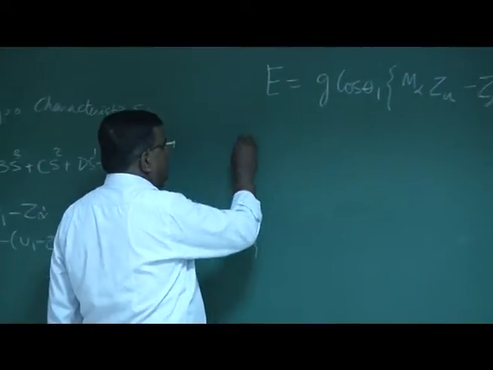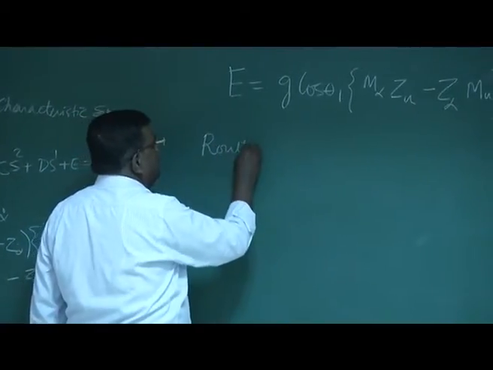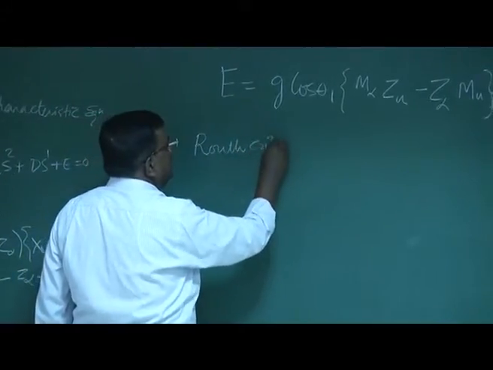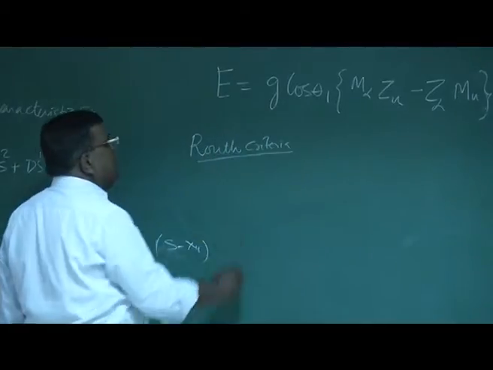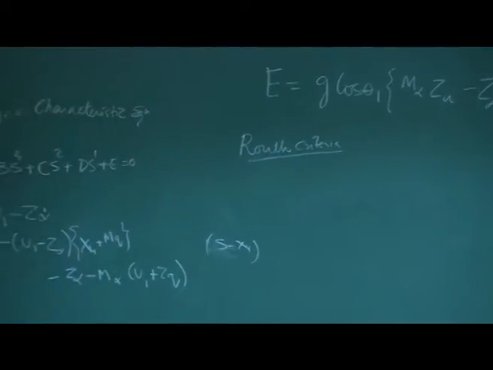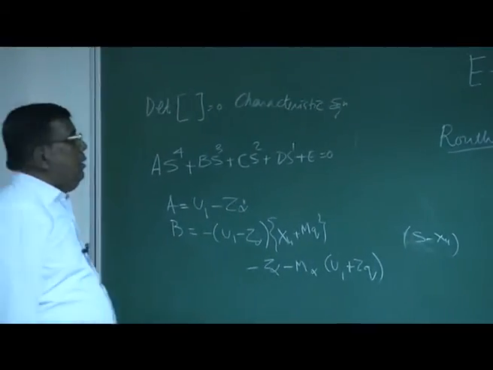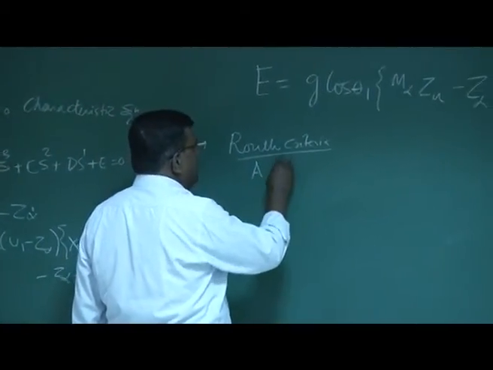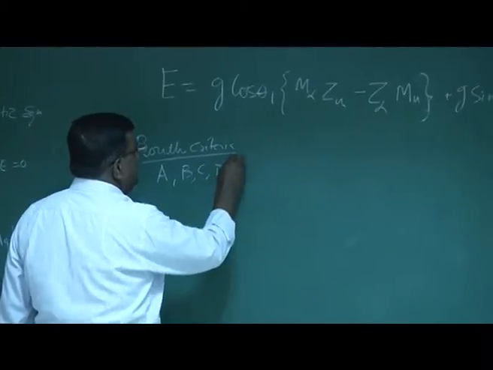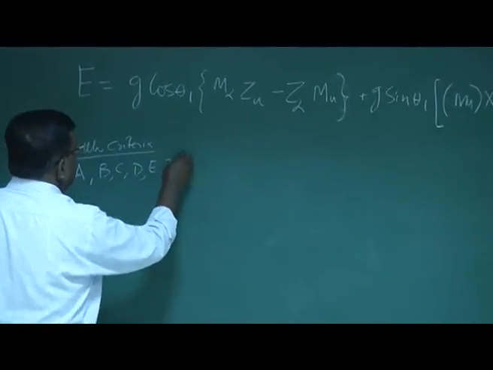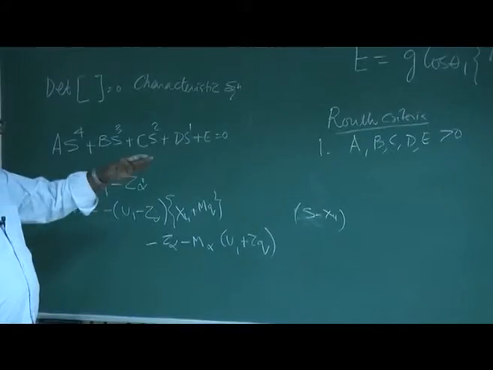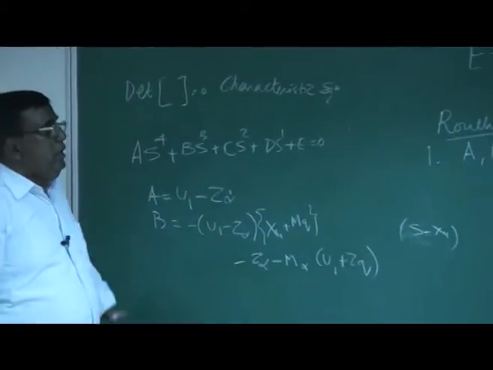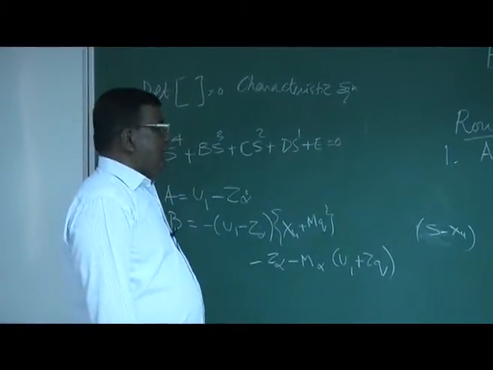Routh criteria we can apply to check whether these things are stable or not. One of the conditions is that all the coefficients A, B, C, D, E should be greater than 0. There are other conditions that will come also, but first we'll take this A, B, C, D, E greater than 0.